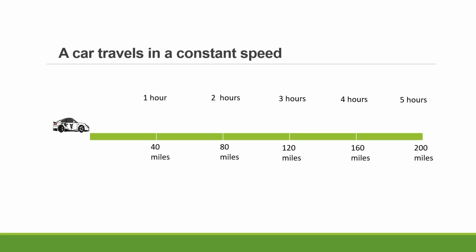A car travels at a constant speed. In 1 hour, it travels 40 miles. 2 hours, it travels 80 miles. 3 hours, it travels 120 miles. You all have the handout, right? We are going to do the first page together, and then you can figure out the second page. Can you do the first question? Record data in the table.